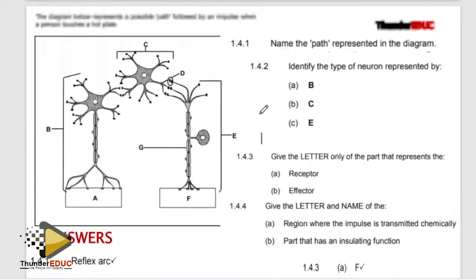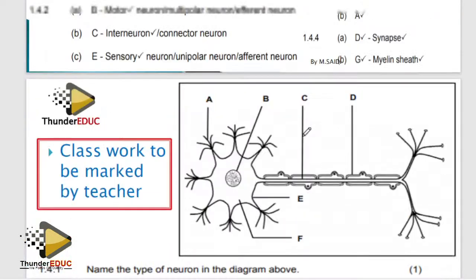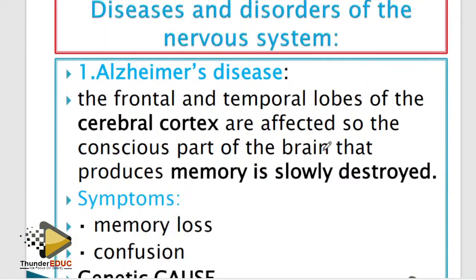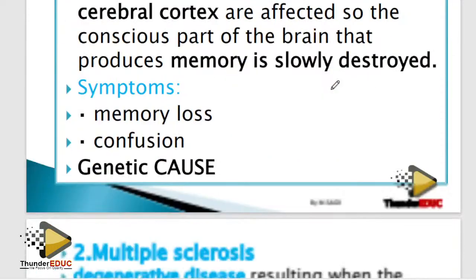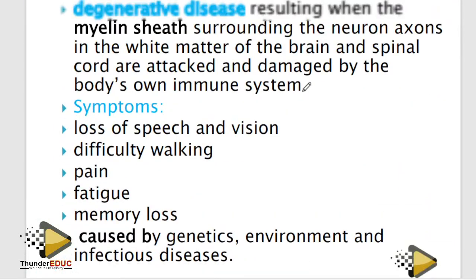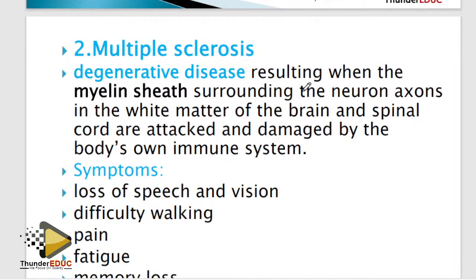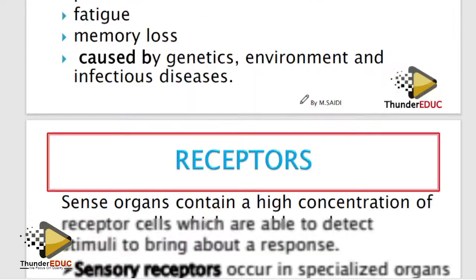These are some of the questions. I'm not going to go through them, but you will be able to answer. Alzheimer's disease and multiple sclerosis are in the objectives. So Alzheimer's disease, you have to know what is destroyed. Basically, it is the brain. And then multiple sclerosis, what is destroyed is the degeneration of the myelin sheath. Sometimes you call it the degenerative disease.